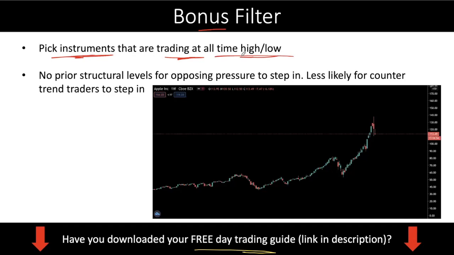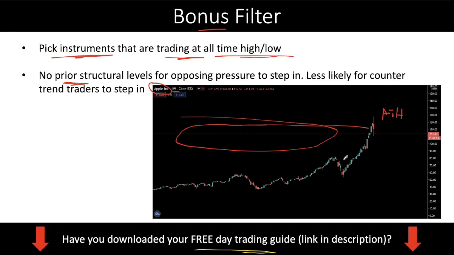Let me explain. When price is at an all-time high or low, there are no prior structural levels. If you look at this chart over here, this is Apple on a weekly chart, and you can see that this is an all-time high. I call it ATH. If you want to sell it, or if you know there are sellers in the market, if you look left, there is no market structure to reference.